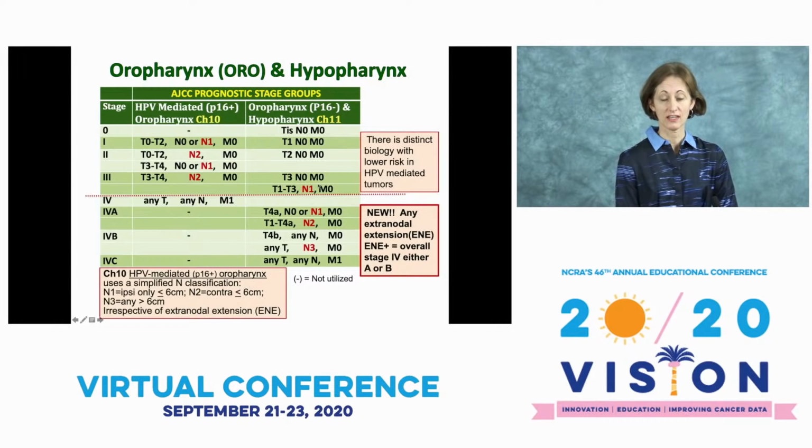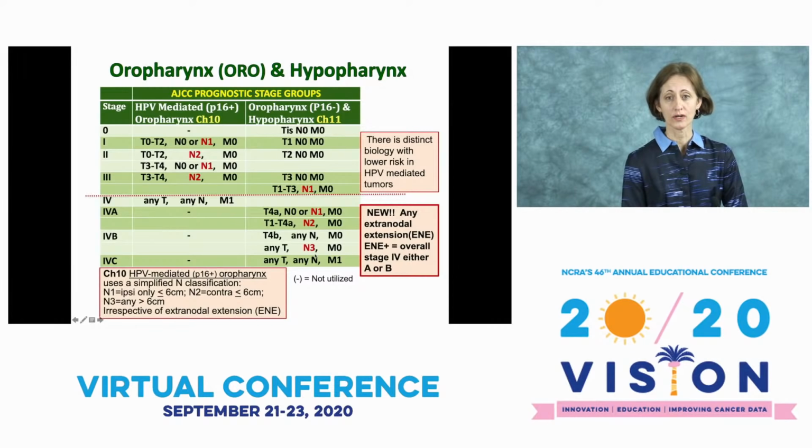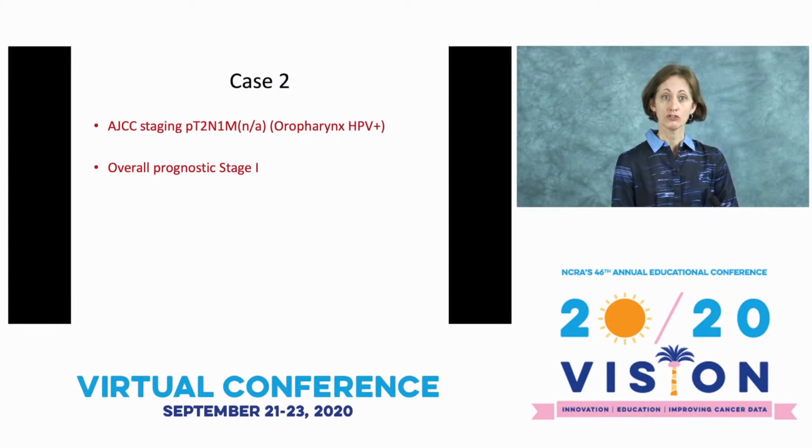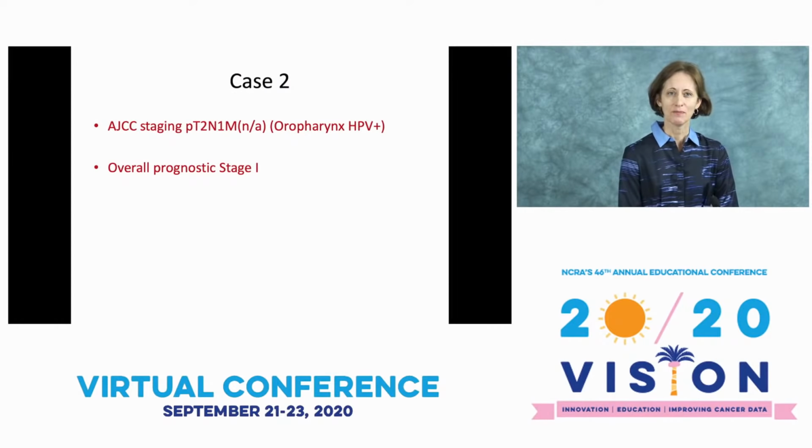It's more traditionally then again tobacco related. And here, even a single lymph node makes you a stage 3. And very quickly you can see as you have extranodal extension or contralateral lymph nodes, this stage and prognosis becomes quite poor. So again, having that information of the status for any oropharyngeal primary is critical for proper staging and treatment. So this patient ended up as a pT2N1, and that is actually a prognostic stage 1.